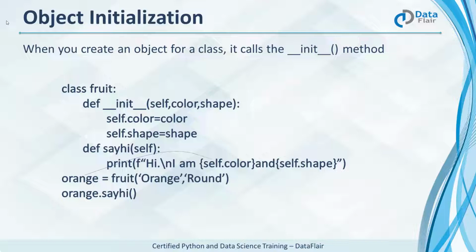Every method gets the self parameter, so it knows to handle this object. Method sayHi prints the color and shape of the object. Now orange is a fruit that's orange and round. It calls sayHi, and this prints hi, I'm orange and round.